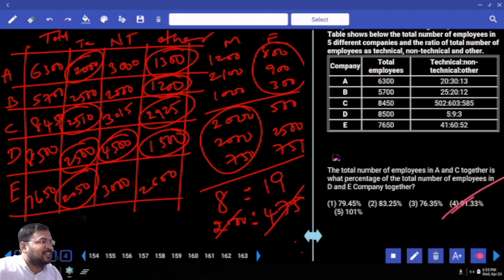All of it clear? 14 by 16 is 7 by 8. 1 by 8 is 12 and a half. 7 by 8 is 87 and a half. But 750 is more than 150. That is the reason our answer is more than 87.5. It's very close to 87.5. That is 90.